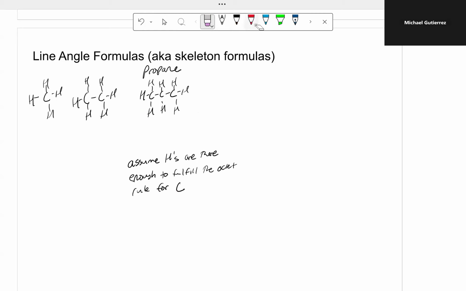I'll put those arrows back. Oops, lost everything. So we don't have to show all the hydrogens. Doesn't mean we'll never show them, but if they're important, for reactions a little bit later down the road, we don't always have to show the hydrogens. Now, here's the thing. This only applies to carbon and hydrogen. We show all other atoms.